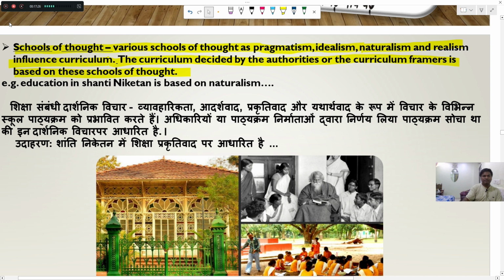Schools of thought. Various schools of thought such as pragmatism, idealism, naturalism and realism influence the curriculum. The curriculum decided by authorities for the curriculum frameworks is based on the schools of thought. Education in Shanti Niketan is based on naturalism.